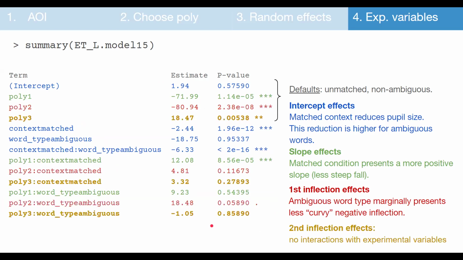And finally, we have the cubic term that in this case has no interactions with experimental variables. So in the case of the cubic term, this shape will be the same for the match and the unmatched context, and for the ambiguous and the non-ambiguous words. Are we okay? Yeah. Okay.